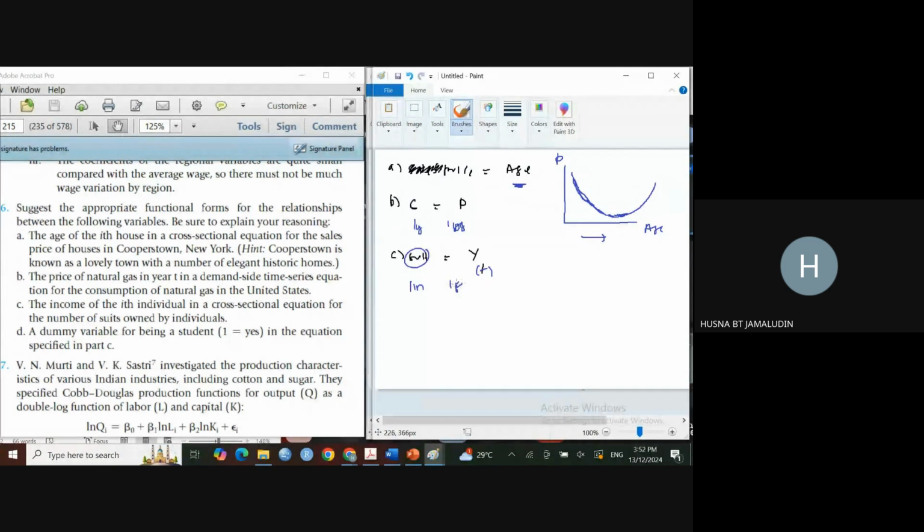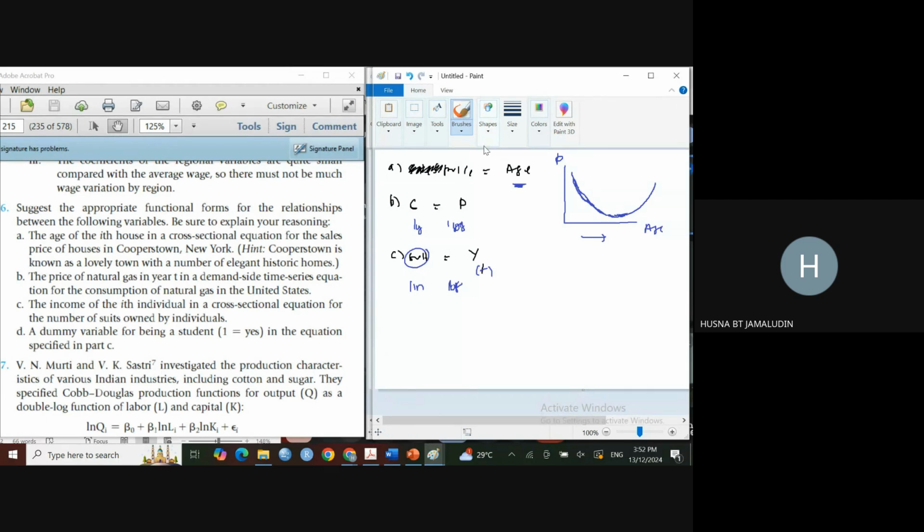Yes, log. Because remember, even though your income increased by 100%, you will not purchase the item by 100% as well. You will purchase a bit, okay? Because you have so many other spending. You will not just spend on a particular item because your income increased by 100%.